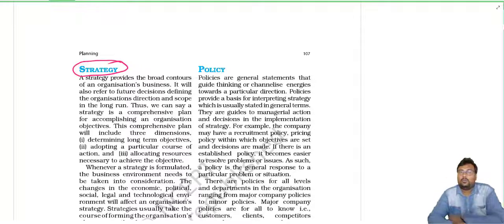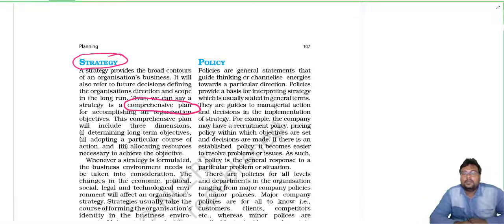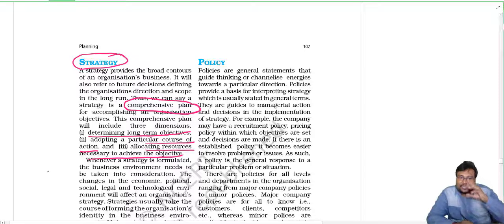So for strategy, one word is there which is known as comprehensive plan. Comprehensive plan means the plan you are making by keeping in view your competitors. Okay, beta. Now the comprehensive plan includes 3 dimensions also: determining the long-term objective, adopting a particular course of action, and allocating the resources necessary to achieve the objective. So strategy is helping in these 3 dimensions also.